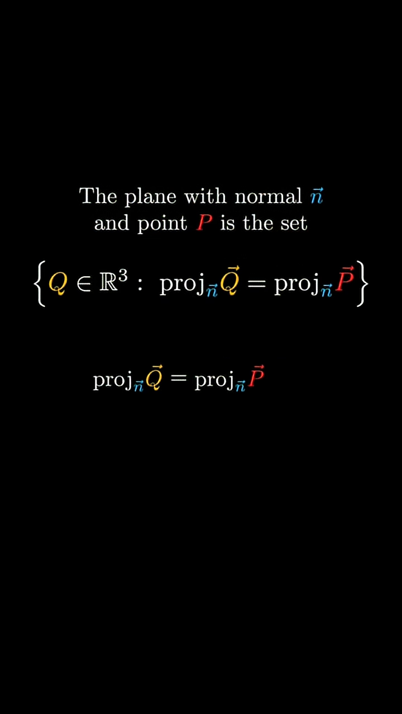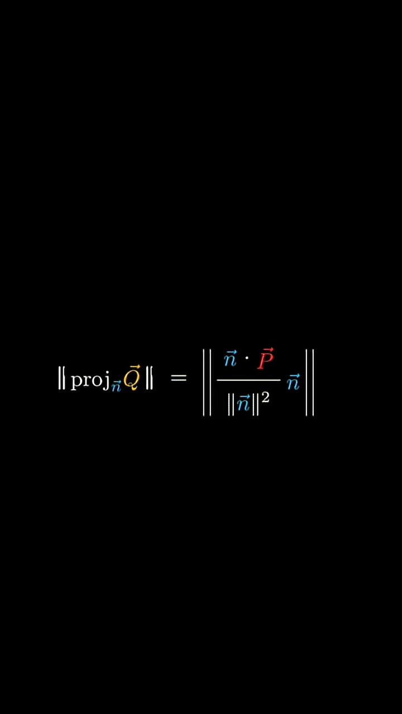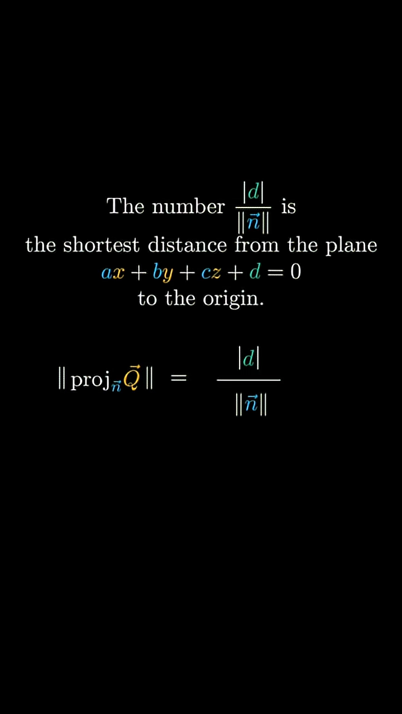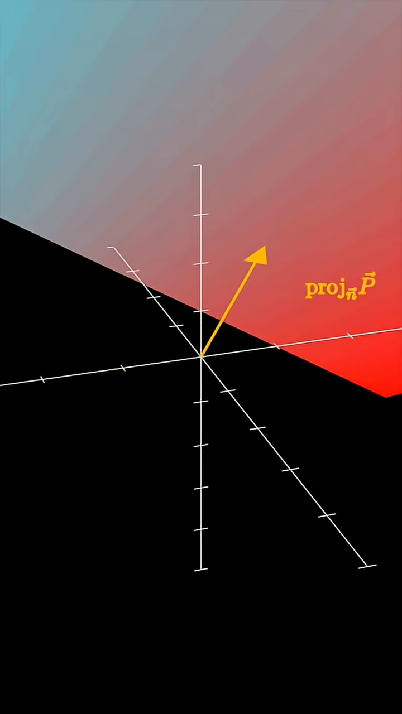So if all points on the plane project along the normal vector in the same way, what can that tell us? Let's measure the length of both sides of this equation. Remember n dot p was negative d, so this has the same absolute value as d. Thus all points Q on the plane have the same projection along n, and the length of that projection is the absolute value of d over the magnitude of n. And this length is the shortest distance from the plane to the origin.